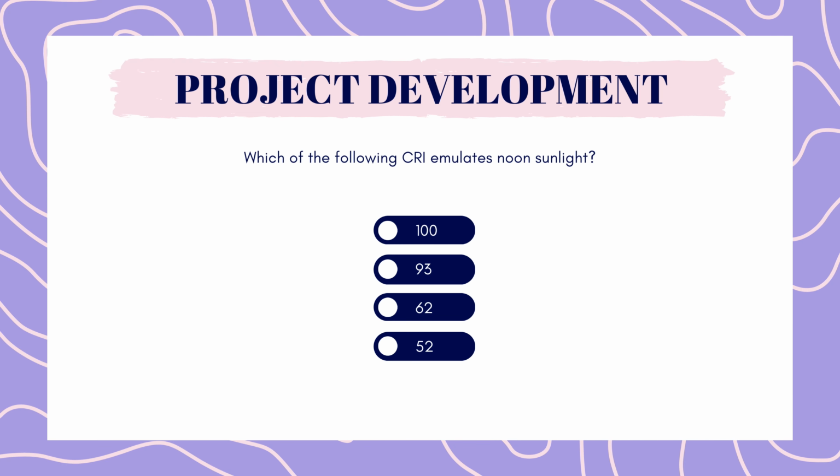Now on to project development. Which of the following CRI emulates noon sunlight? 100, 93, 62, or 52? Pause to answer.